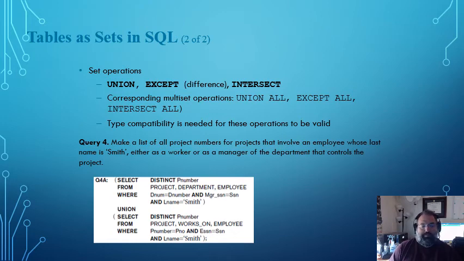There are set operations which you can do, which are union, except, and intersect, corresponding to essentially joining things together from two different queries.